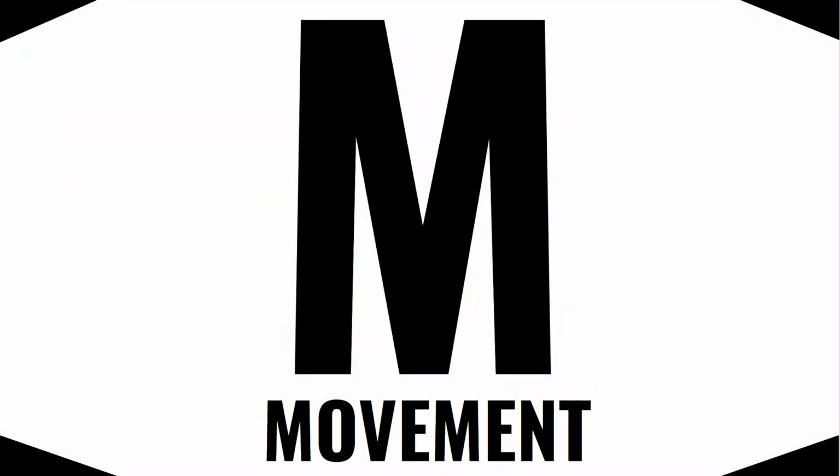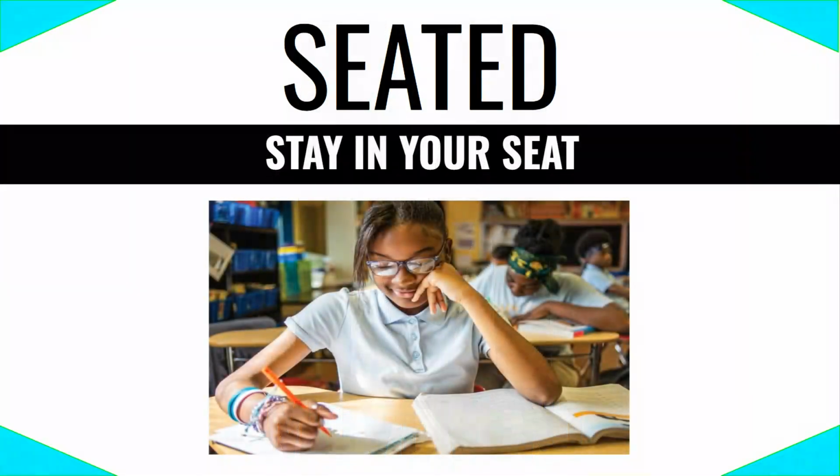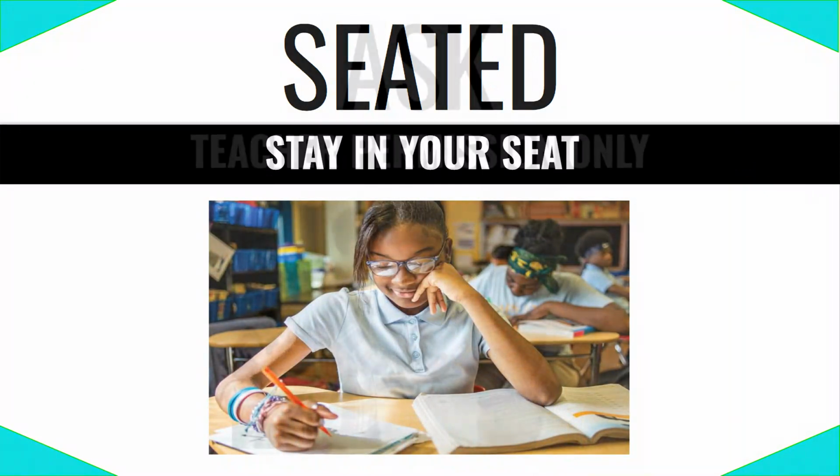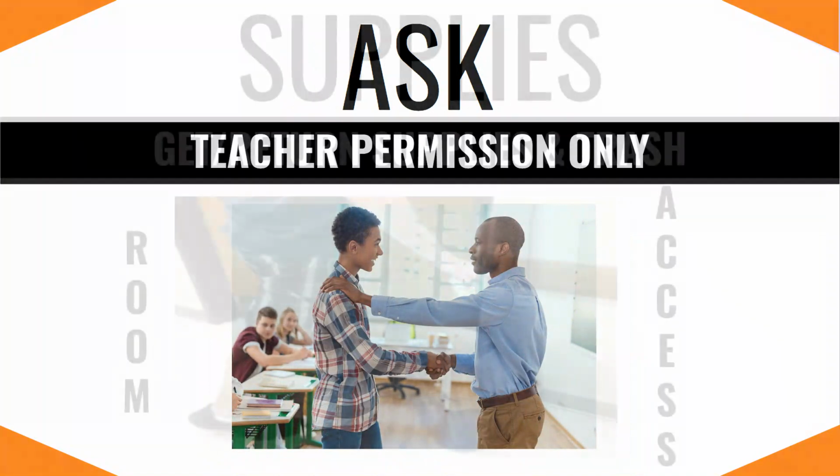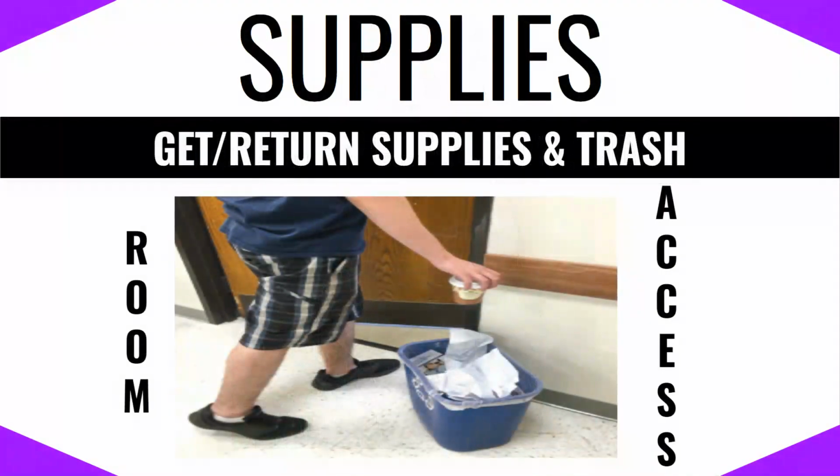Then we have the M that stands for movement. When it comes to movement, we want to establish expectations for our scholars that are clear. So maybe at this point in time, we're taking a test and I want you all to stay in your seat. As a teacher, maybe I prefer to get up and come to you. Maybe in the movement, I want you to get teacher permission. I want you to ask first before you move. When it comes to movement and you need some supplies or you need to throw some supplies away like trash, you get and return supplies in trash. So room access, meaning in the classroom, you're able to access supplies. You can go get them if you want, whenever you want. And maybe you can return the supplies whenever you want and throw trash away.